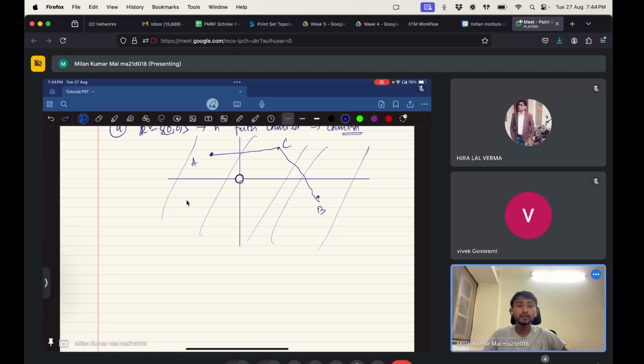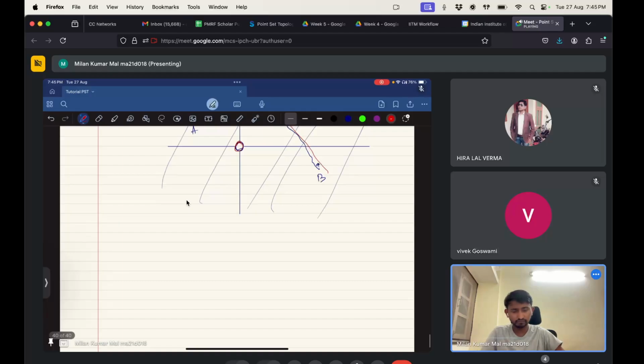How? First try to find the line joining A to B. If that contains the origin, this particular point, then try to find another point and connect this way. And you know how to find a path.